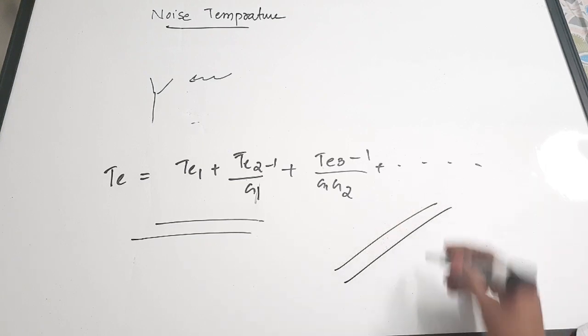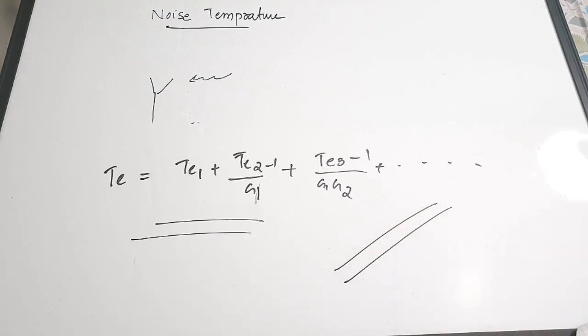So this is how the Friss formula will get modified if you are writing it in terms of the noise temperature. So in this video we have discussed signal to noise ratio. We have started from the very basics. We have discussed the signal to noise ratio for cascaded connection. Also, we have discussed terms like noise factor and noise figure. We have seen how to write the noise factor concept for an amplifier, and also we have derived the Friss formula, which is a very important equation in the noise area. And also we have discussed noise temperature and how to write the Friss formula in terms of noise temperature.